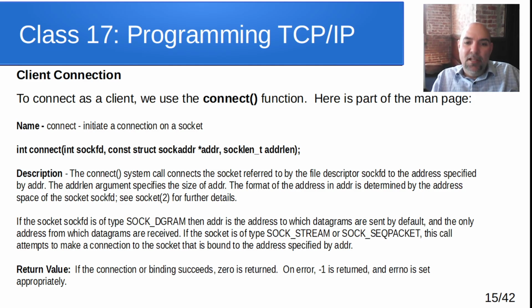initial descriptor, to the address specified by ADDR, which is the second parameter. The address length argument specifies the size of this address ADDR struct. The format of the address in ADDR is determined by the address space of sockFD, or socket FD. In other words, it depends on the type of socket we're creating.